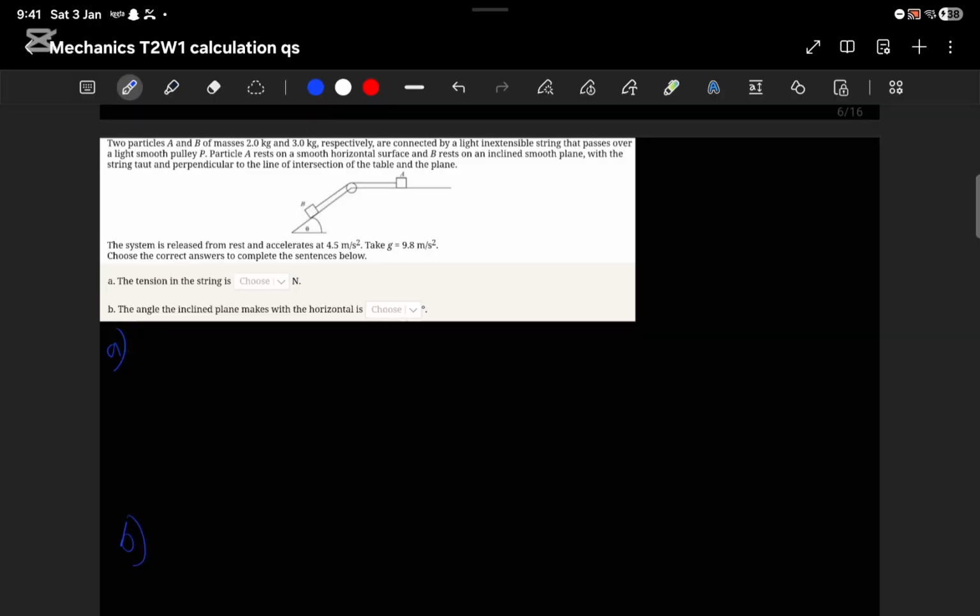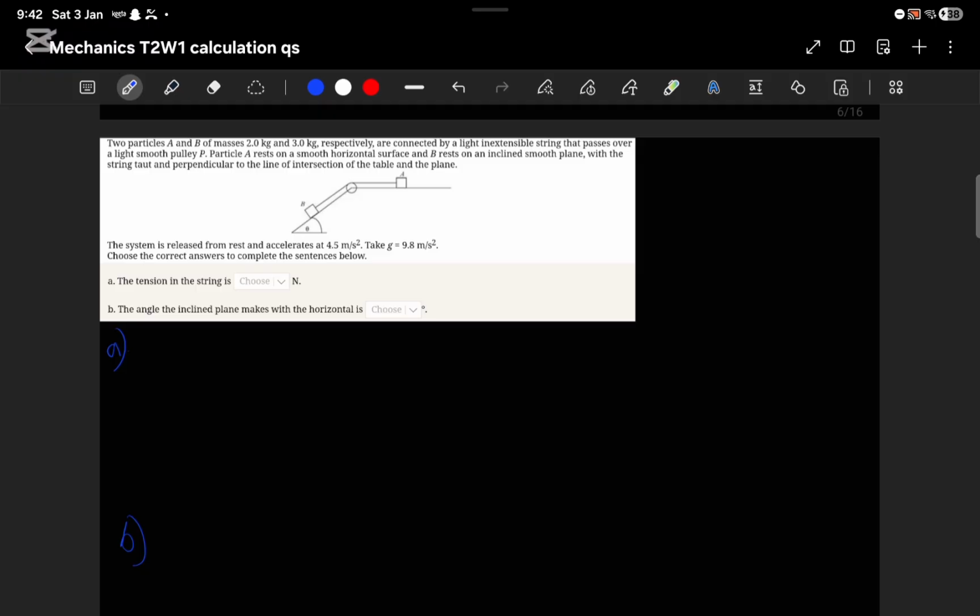Give me a second. Okay, so two particles A and B of masses 2 and 3 kg respectively are connected by a light inextensible string that passes over a smooth pulley. Particle A rests on a smooth horizontal surface and B rests on an inclined smooth plane, with the string taut and perpendicular to the line of intersection of the table and the plane. The system is released and accelerates at 4.5 meters per second squared. Take g as 1.8 meters per second squared. Choose the correct answer to complete the sentences below.